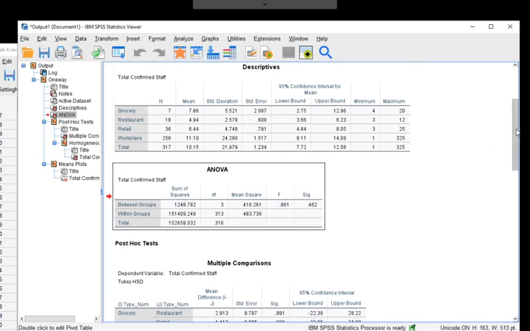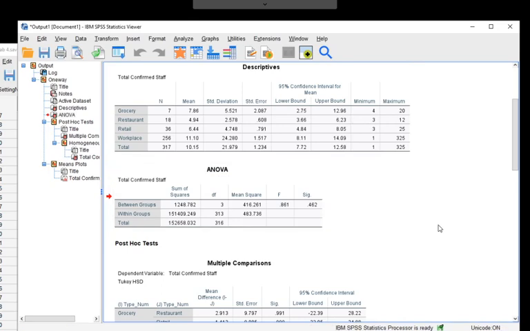So what I can conclude from this is that there aren't differences between total number of confirmed staff in these 4 different groups. So there's no difference between grocery, restaurant, retail, or workplace, and the number of confirmed coronavirus staff. So pretty much, if you want to apply that, anywhere you go is equally as likely for you to potentially have the risk of being exposed to someone who's positive with coronavirus.